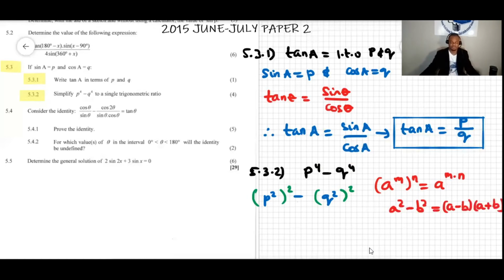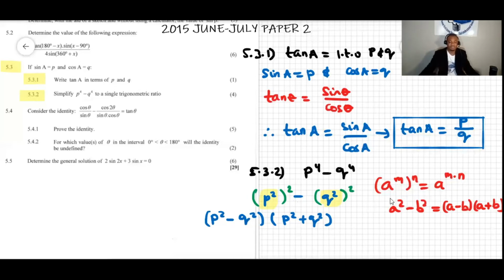So we can apply the difference between two squares in this line. Now we can say this is the same as p squared minus q squared, and then p squared plus q squared. Why am I saying that? Because we have this to the power of 2 and that also to the power of 2. Consider p squared as a and q squared as b. Now we have a difference between two squares to apply, so this can be expanded to this.